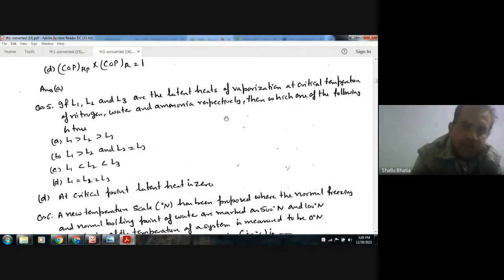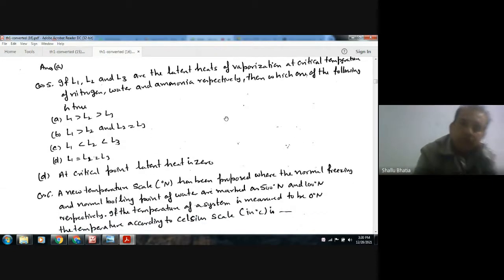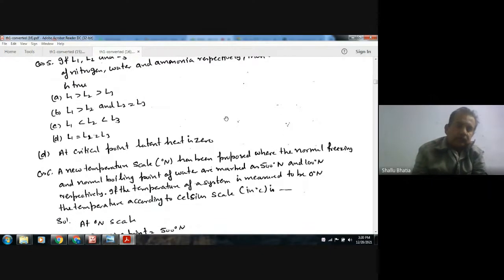Okay. Next, if L1, L2 and L3 are the latent heats of evaporation at the critical temperature of nitrogen, water and ammonia respectively, then which one of the following is true? Option A, L1 is greater than L2 is greater than L3. Option B, L1 is greater than L2 and L2 is equal to L3. Option C, L1 is less than L2 is less than L3, and D, L1 is equal to L2 is equal to L3. Okay. At the critical point, the latent heat of evaporation for any gas is 0. So L1 is equal to L2 is equal to L3. Option D is the right one.